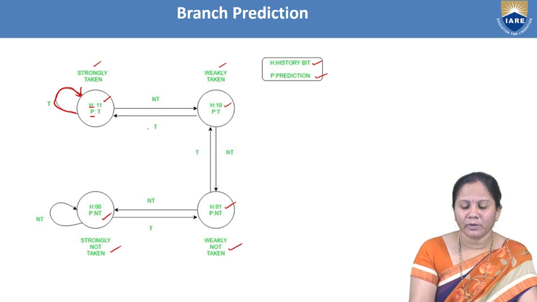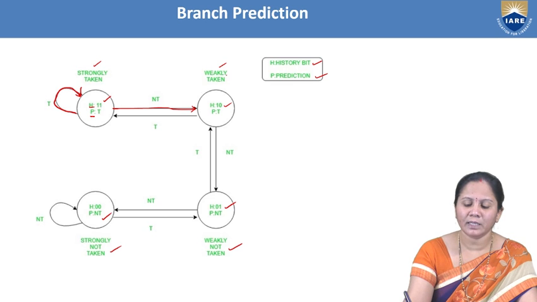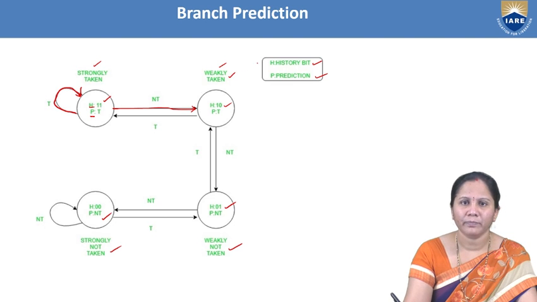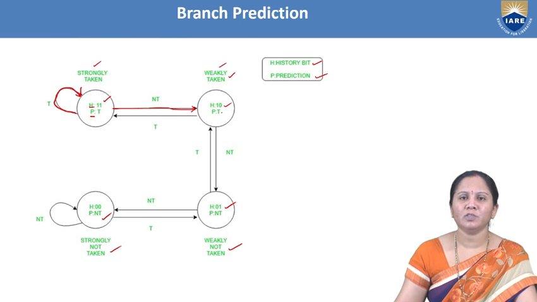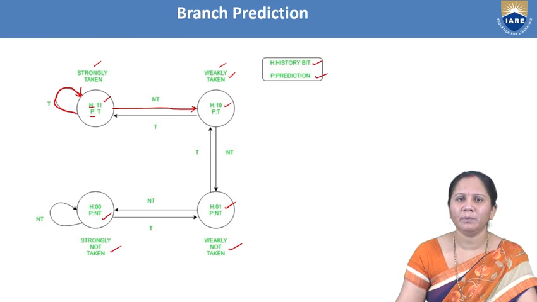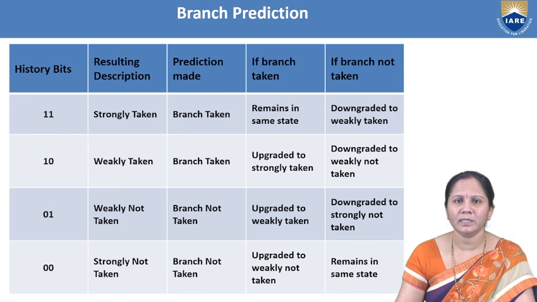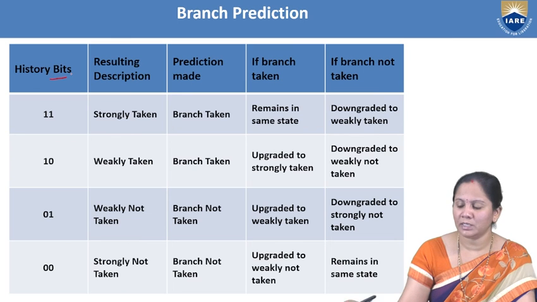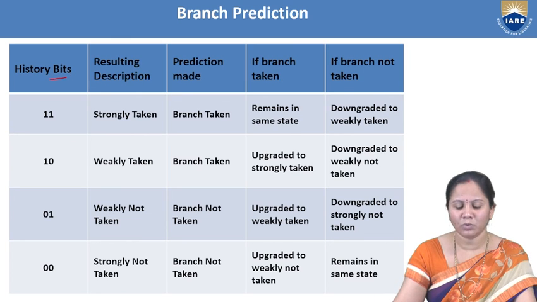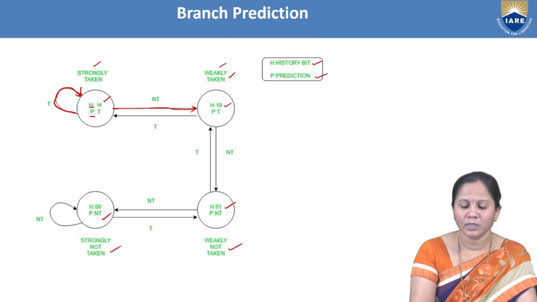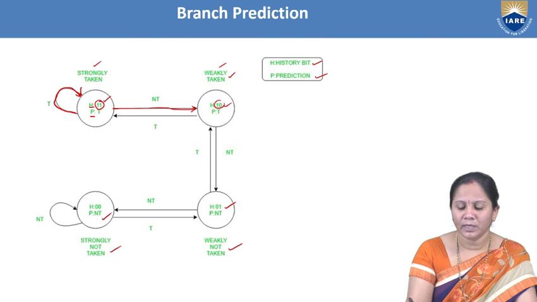If the branch is not taken, it will go to the next state, which is weakly taken. So based on these 4 states, the branch prediction will happen. This is the table which clearly indicates the 2-bit branch prediction technique. Here are the 4 history bits we have seen: 1 1, 1 0, 0 1, and 0 0.